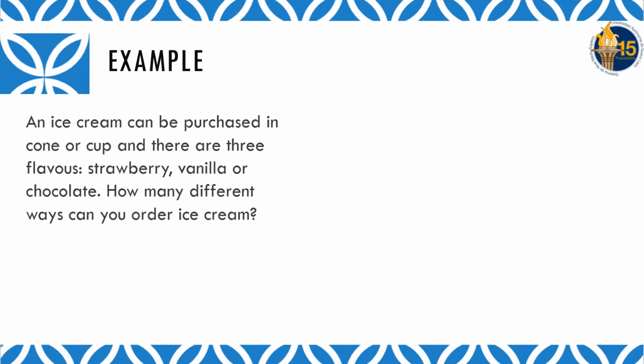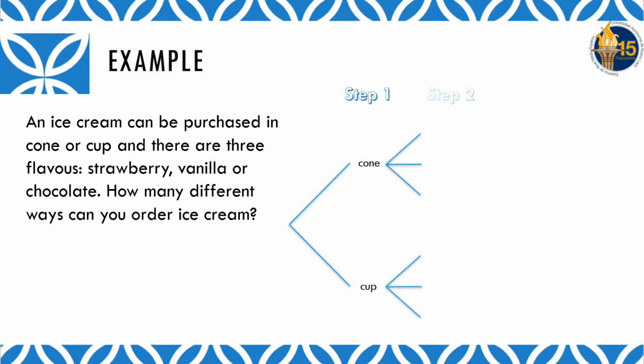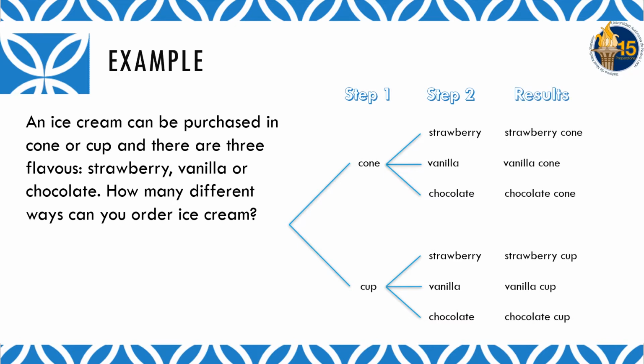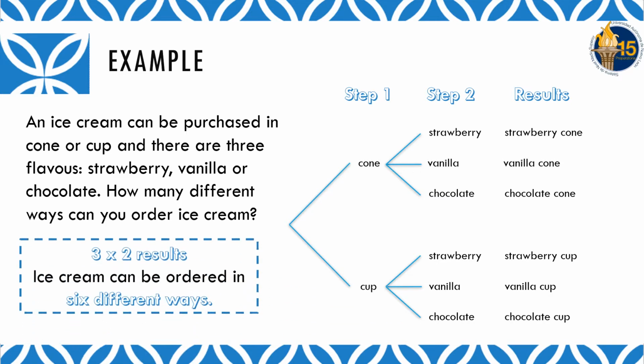Example: an ice cream can be purchased in cone or cup, and there are 3 flavors: strawberry, vanilla, or chocolate. How many different ways can you order ice cream? The diagram shows all the possible ways to buy ice cream. In total, you have 6 options. From each of the 2 branches in step 1, 3 new branches are produced in step 2. It is clear that there are 3 times 2 results. Ice cream can be ordered in 6 different ways.